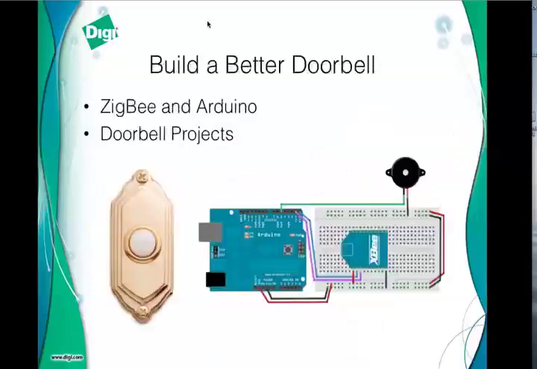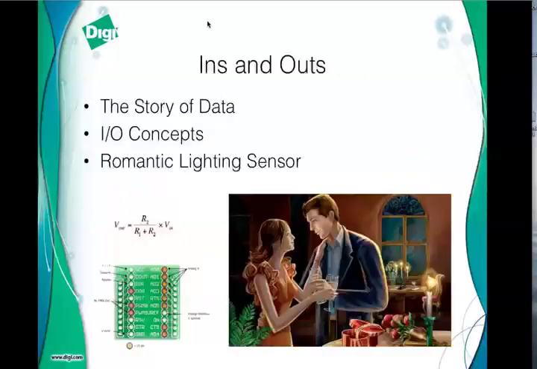From there, in the book, we create some doorbells, and we use that Arduino microcontroller to do it. So now you're working with external devices along with the XBee. And from there, we move on to the XBee's I/O mode, give you some help in setting the mood for romance in the romantic lighting sensor project.